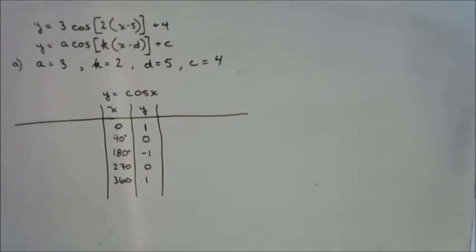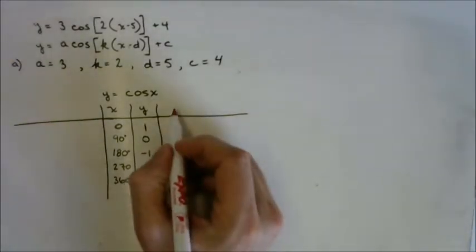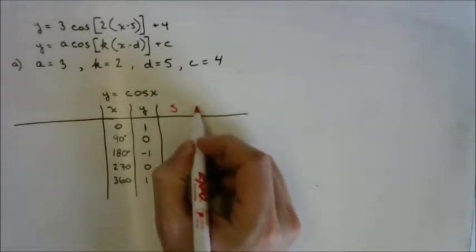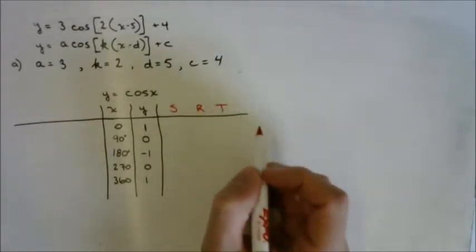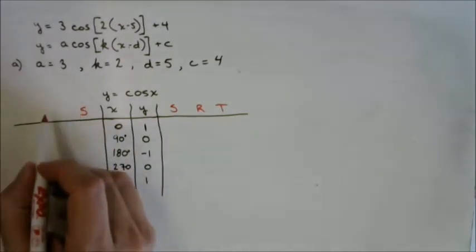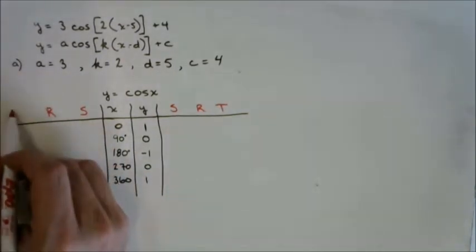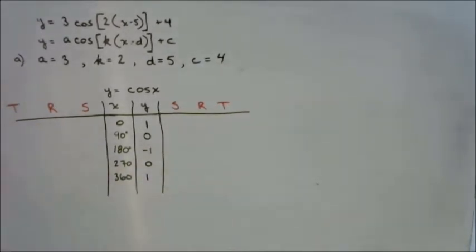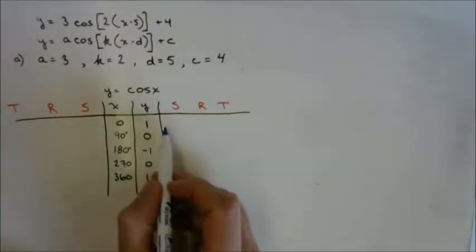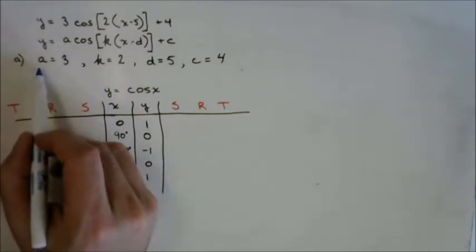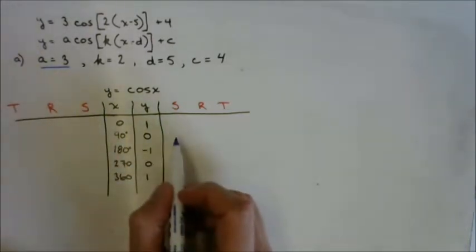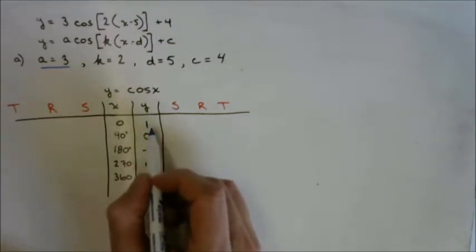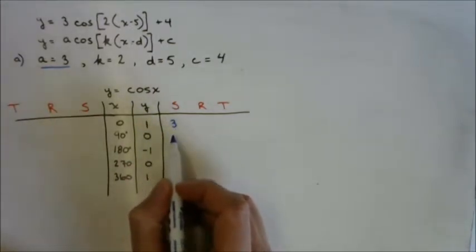Okay. So now, same as before, we're talking about stretch, reflection, translation. So this is our extended table of values. We're going to use our parameters and see what's happening to each of these values. Let's talk vertical first. We said there's a vertical stretch by a factor of 3. So that's going to take all these y values and multiply them by 3.